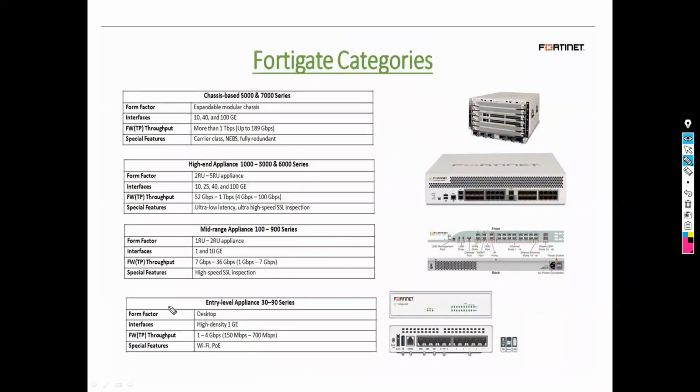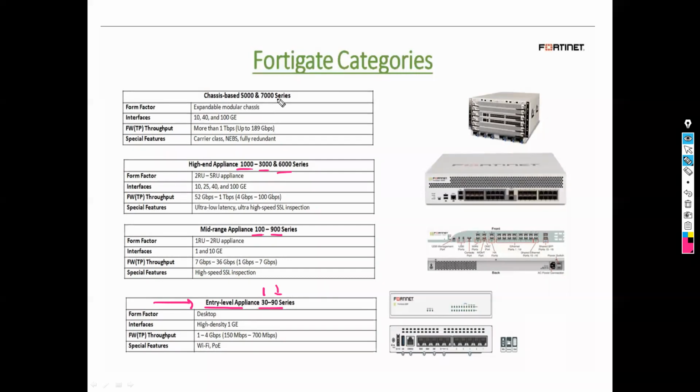in Fortinet, these are the entry-level firewall boxes. Fortinet 30 to 90 series. This series is called entry-level firewall. Mid-range, Fortinet 100 to 900. High-end appliance, 1000, 3000, 6000, and so on.